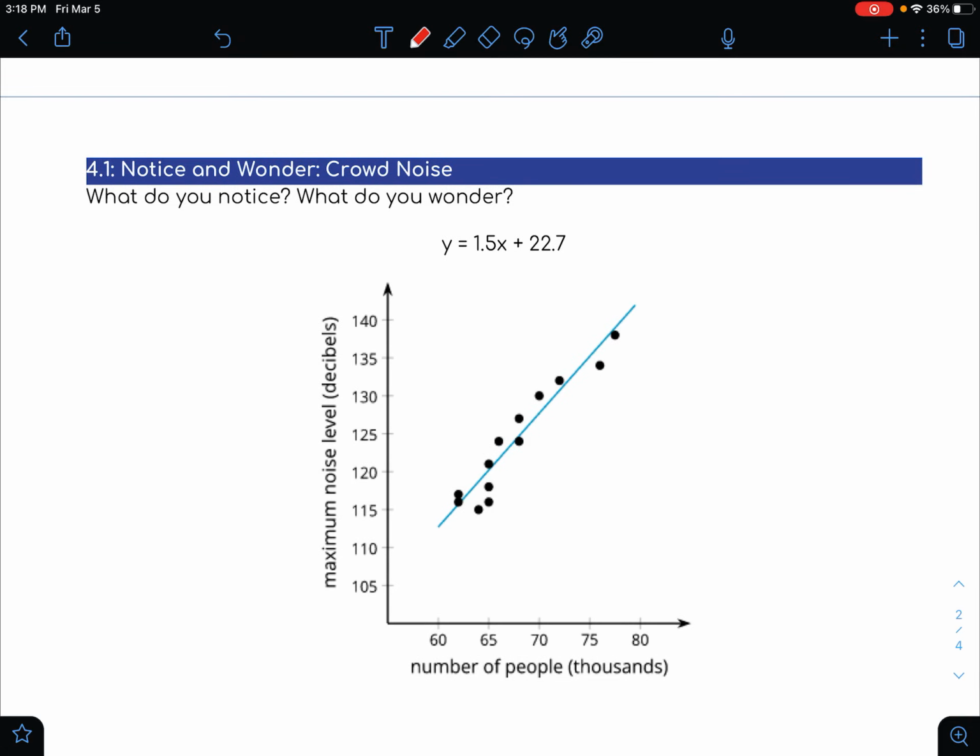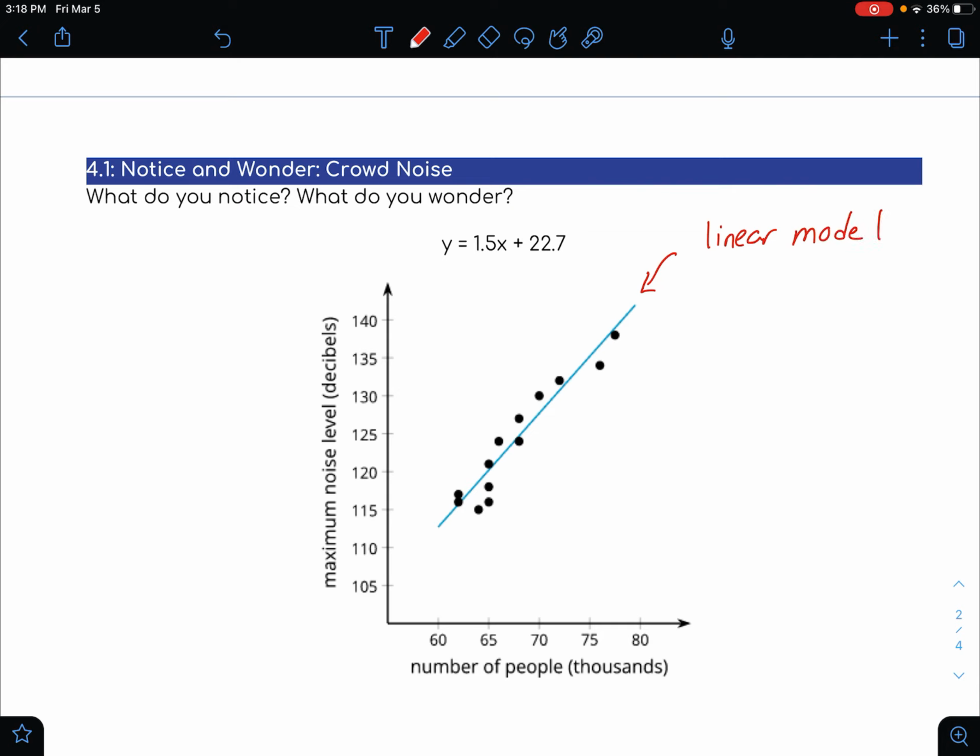On the next page, we have a graph and a scatter plot of points. It says 4.1, notice and wonder. What do you notice? What do you wonder? All right, well, a couple things here just to get us started. First off, today we're going to be talking about linear models.